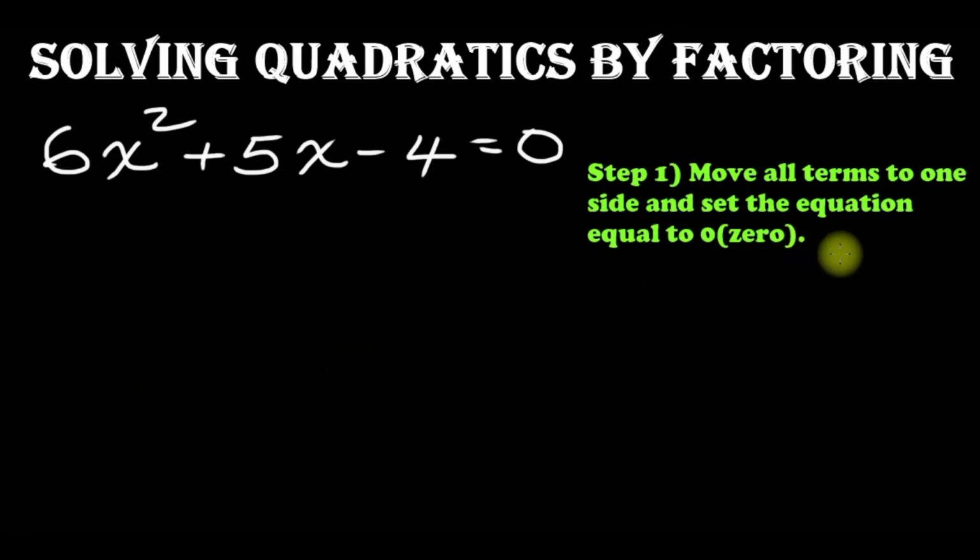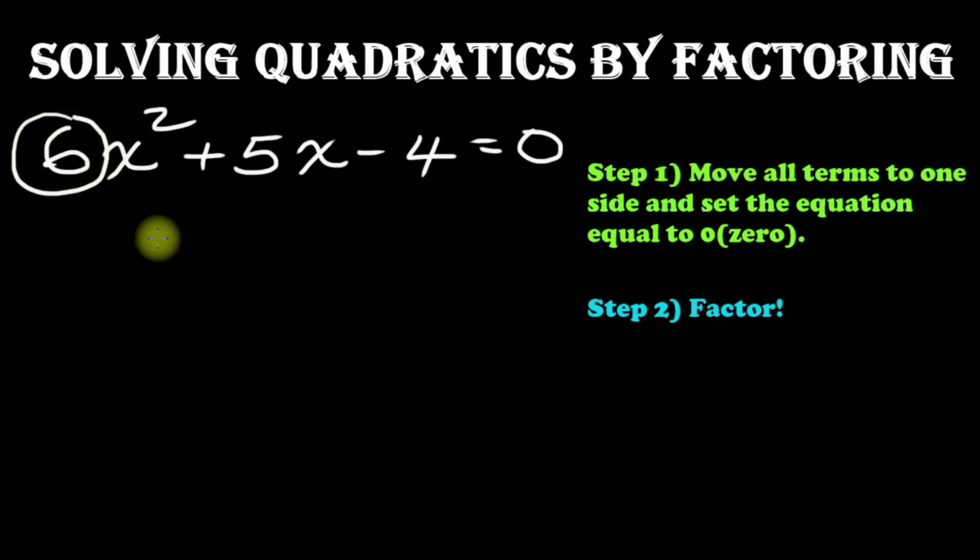Move all terms to one side and set the equation equal to 0. We have 0 on the right hand side, so we do not have to move anything from right to left or left to right. So step 1 is all done. Now you're going to factor this trinomial. The difference between this trinomial and the previous one is that this one has a leading coefficient greater than 1. Last time we had a 1, now we have a 6. So you're going to do it a little bit differently.